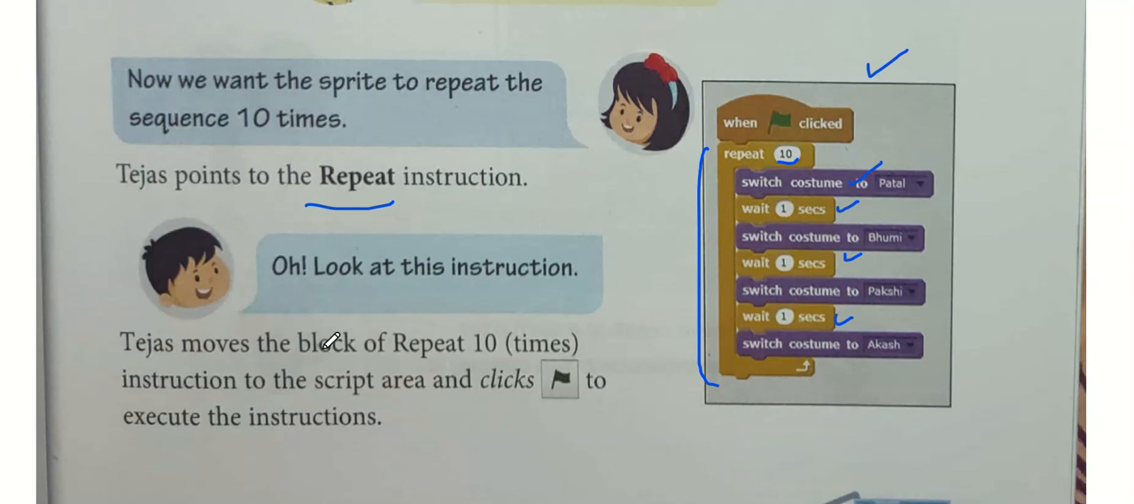Tejas moves the repeat 10 times block to the script area and clicks the flag to execute the instruction. The number here after repeat basically specifies how many times we want an instruction or a set of instructions to be executed. This number can be increased or decreased.